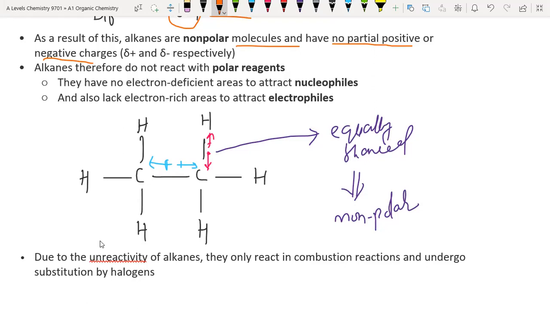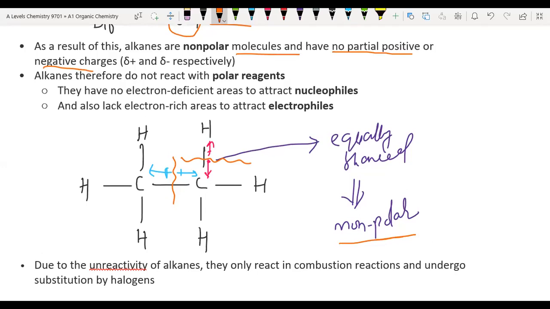And here we have shown that the distribution of electrons between the bonded carbon and hydrogen atoms is equally shared. That is why no polarity is observed on any atom. So the reasons for unreactivity are the non-polarity of the bond and the strength of the carbon-carbon and carbon-hydrogen bonds.